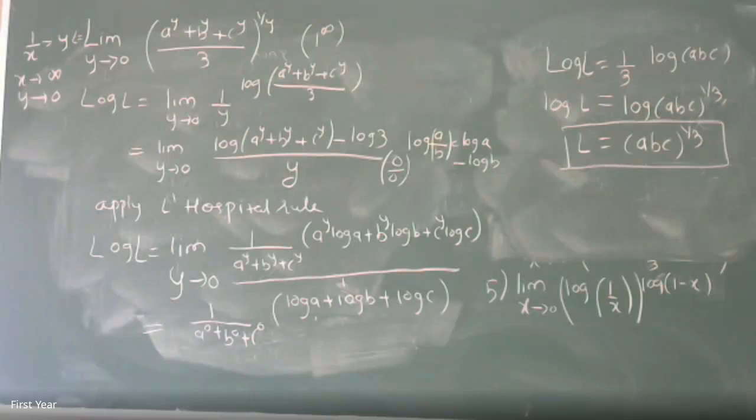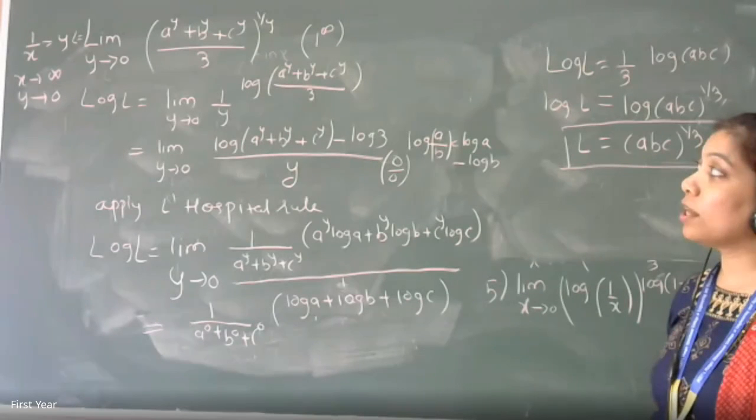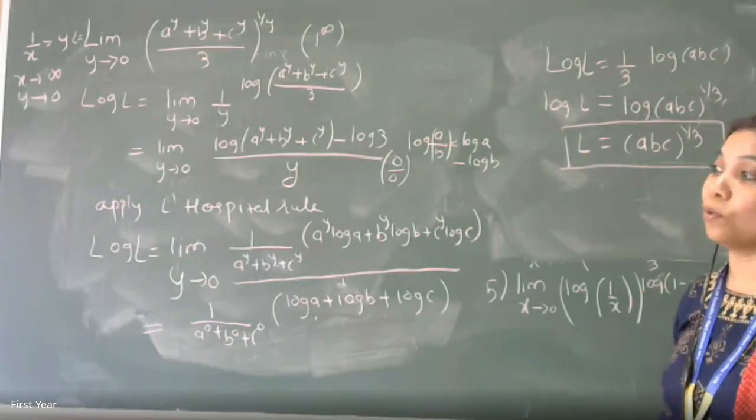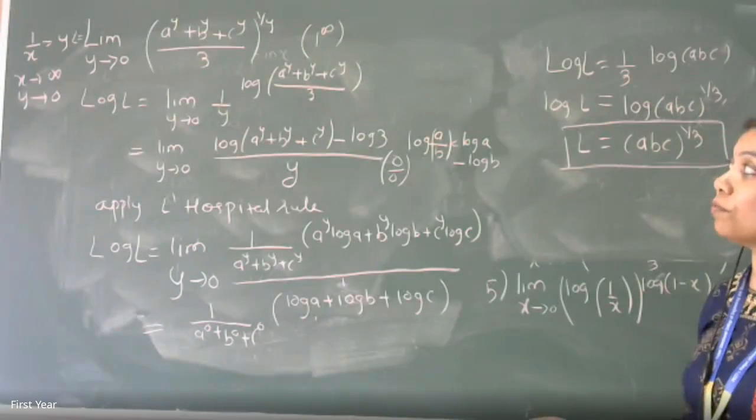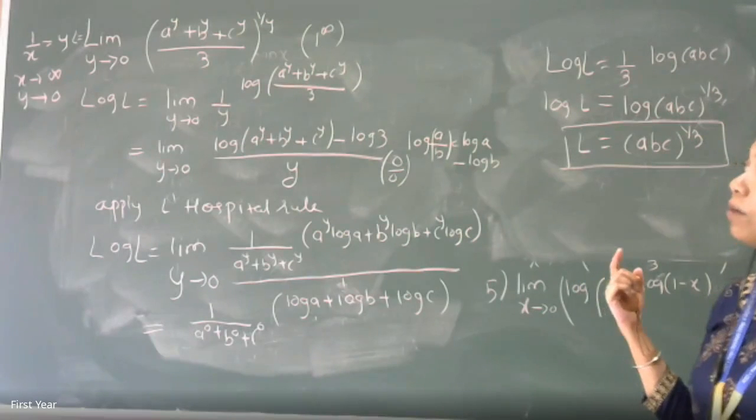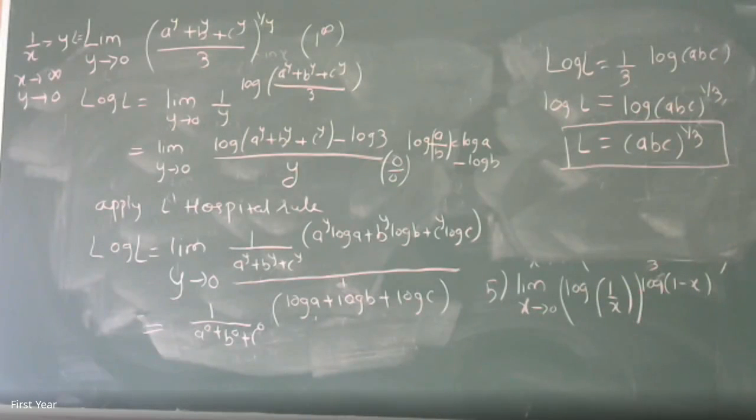Yes, ma'am. Even if the powers of a, b, and c are 1 by y, then what will happen after that? Then the limit should be, if it is 1 by y, then the limit should be equal to infinity, not 0. If y is also going to infinity and a raised to 1 by y, b raised to 1 by y, c raised to 1 by y, then the indeterminate form 1 raised to infinity won't arrive. Getting it? That's why I solved this example.